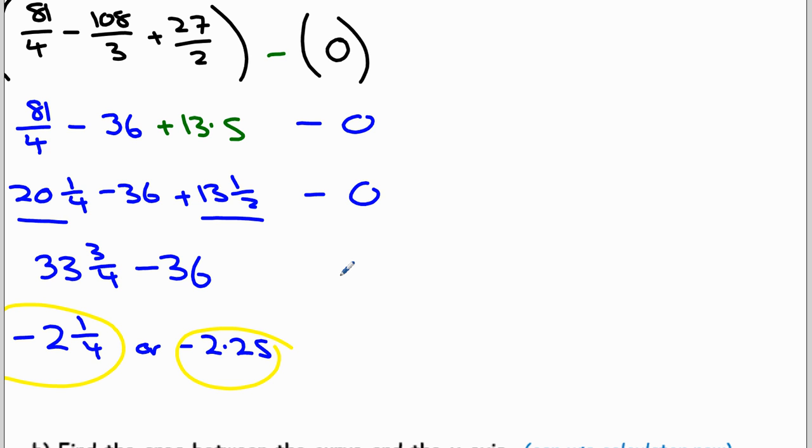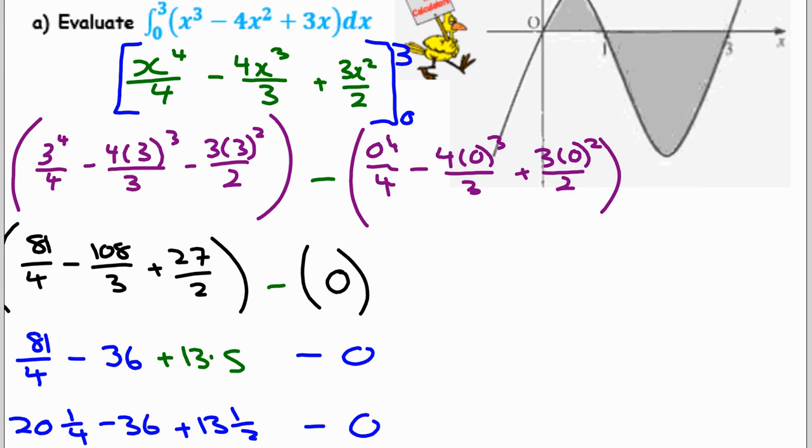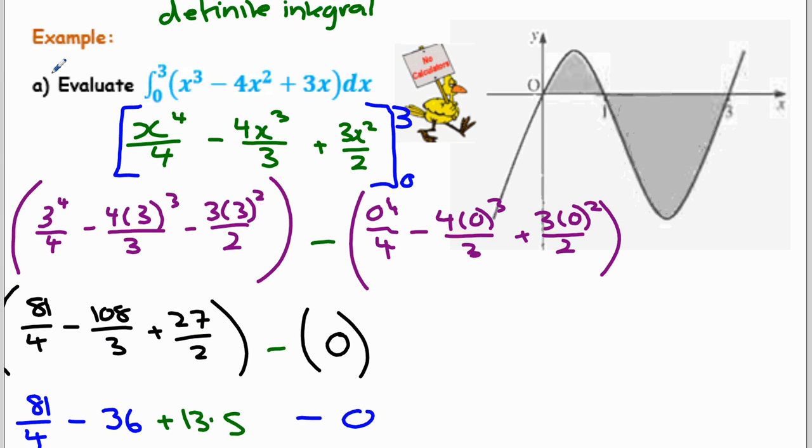Wait, can you just explain what this answer means? Can someone explain how you got negative 2.25? You just do 36 and take away that number and make it negative. No, what it means. What did the question ask for? It just said evaluate. Anyone want to have a go at saying what you have found? What does that number mean? Isn't it the definite integral of that?